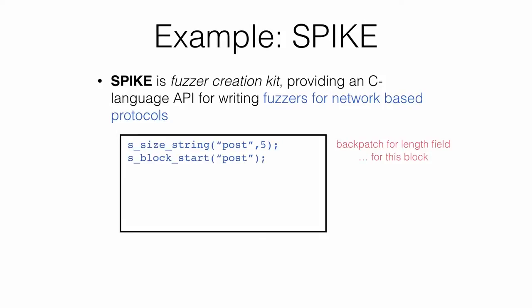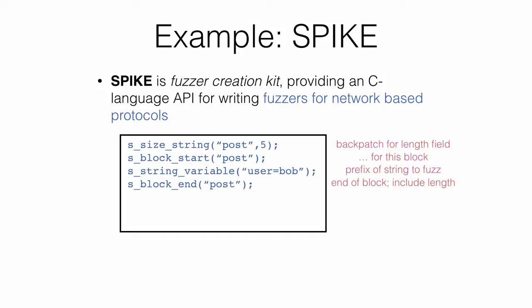Next, we specify the start of the block whose length we're interested in, and we specify some contents of that block. If we want to insert constants, we can use the sstring call. Here we use the sstring variable call, where the argument is a prefix of the fuzzed component. So user equal Bob will be included in the block, and then a bunch of random text will follow it. We end the block, and this will determine the length, which can get backpatched at the start.